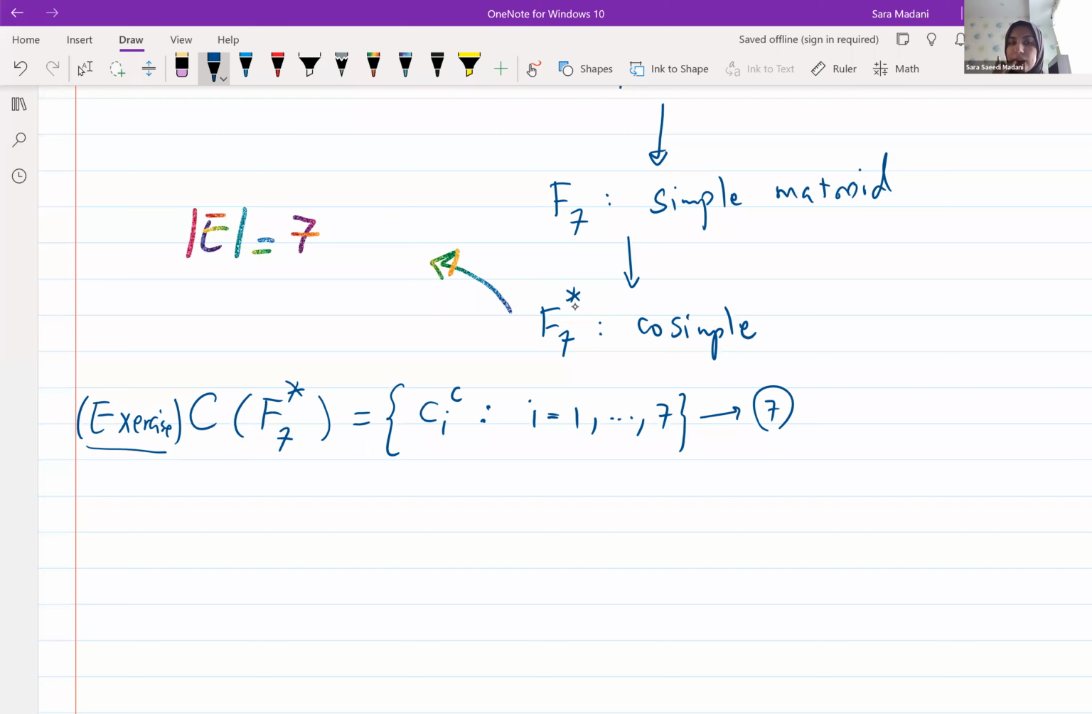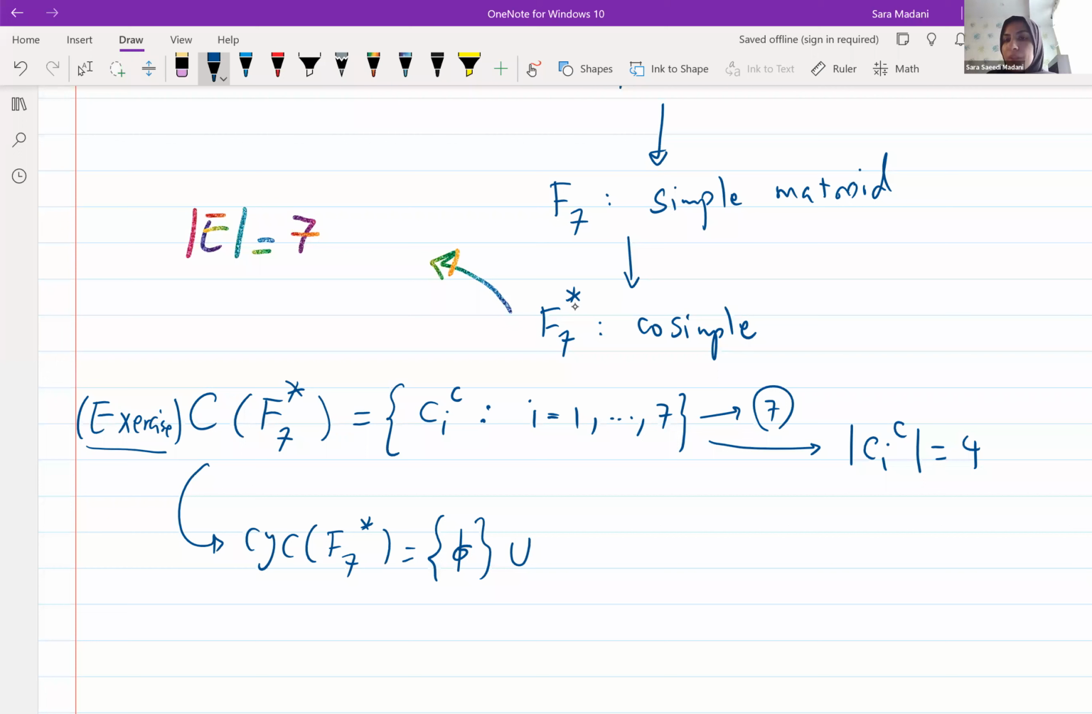Seven sets of cardinality 4. So this is not difficult, but I just want to save the time. And cycles were disjoint unions of circuits. And always we put the empty set here. But then, since I have 7 elements, and this circuit set, all elements are of cardinality 4.